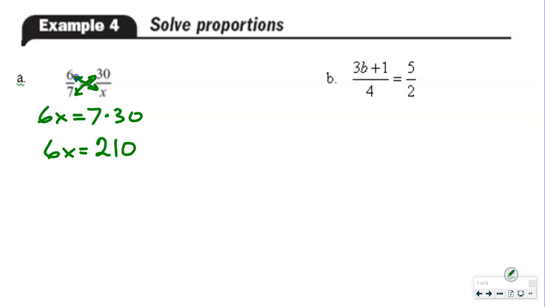Then I just need to divide by 6 to get the value of x. And 210 divided by 6 is 35. So notice you'll probably want to keep a calculator handy in this unit. You'll be using calculators a bit more to multiply and divide.